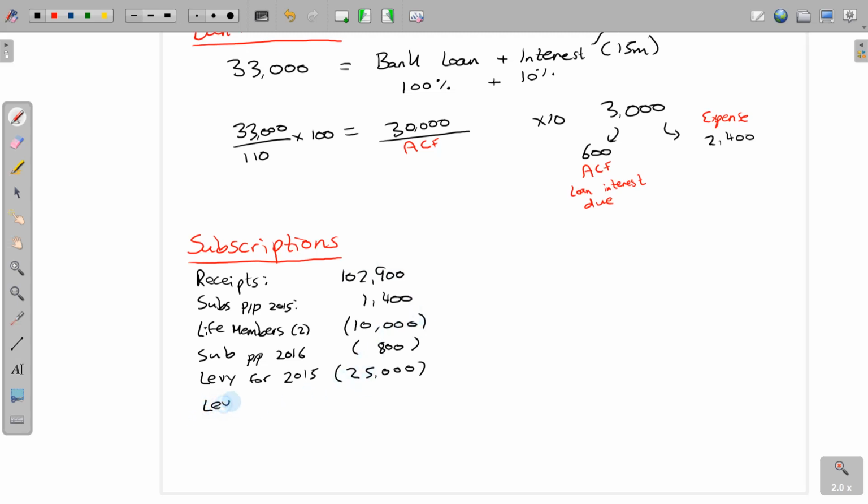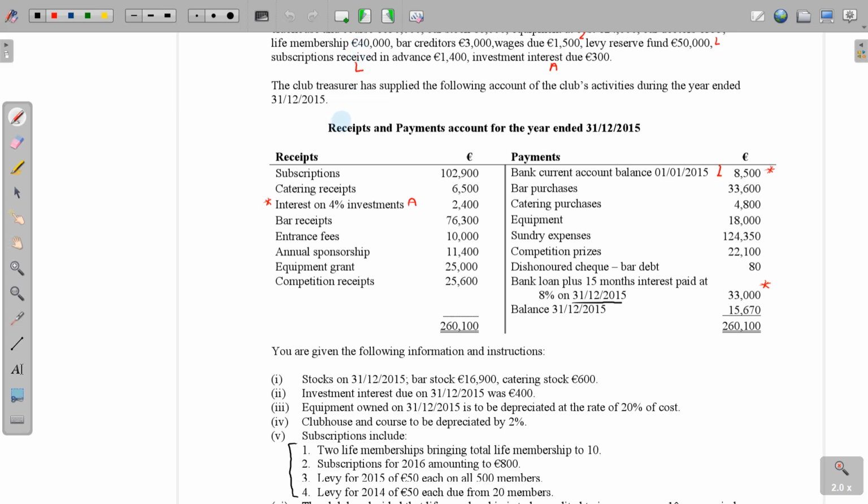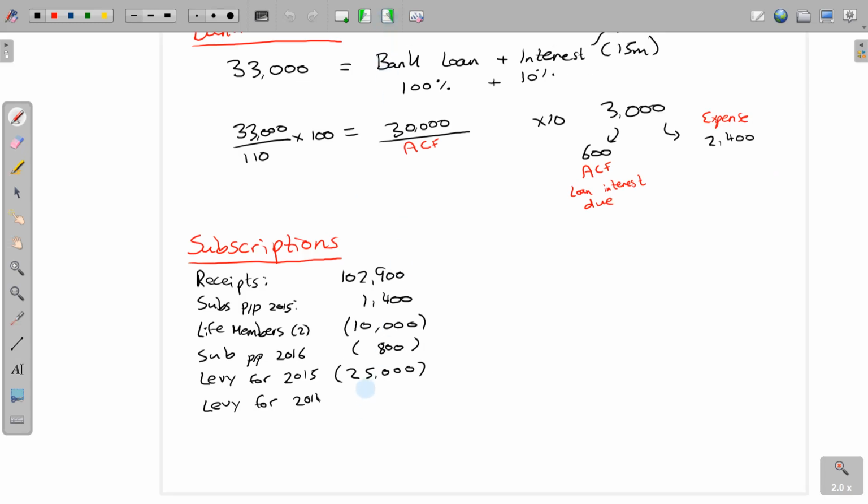Now we also have a levy for 2014. So what does this mean? Levy for 2014 is €50 for 20 members. So that is €1,000. So essentially there are people who were members in 2014, never paid their levy, so we're now charging them. This money is essentially a gain due. So a gain due goes into the accumulated fund as an asset. So this is kind of one of the tricks of the question.